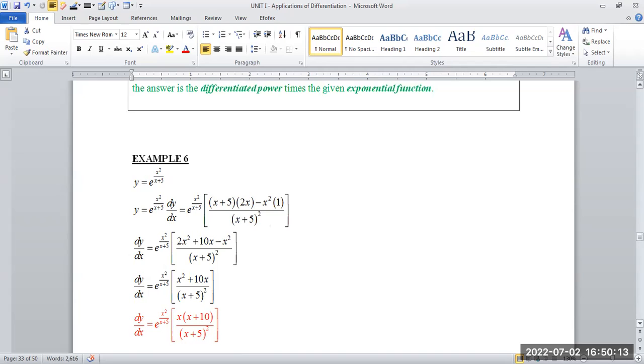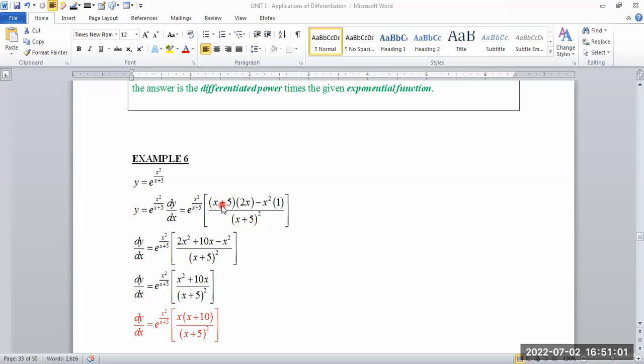Let's go through the differentiation. x squared over x plus 5. The denominator, x plus 5, times the differentiation of the numerator. When I differentiate the numerator, I'm going to get 2x, times the differentiation of the numerator, minus the numerator, minus x squared, times the differentiation of the denominator. When I differentiate the denominator, I'm going to get 1, all over the denominator squared, x plus 5 all squared.